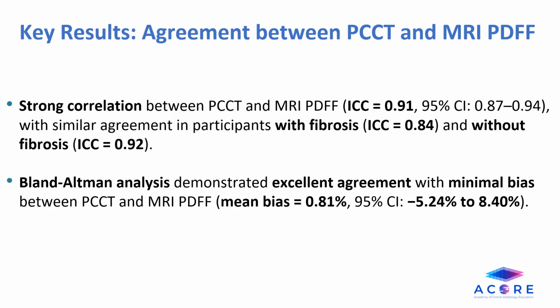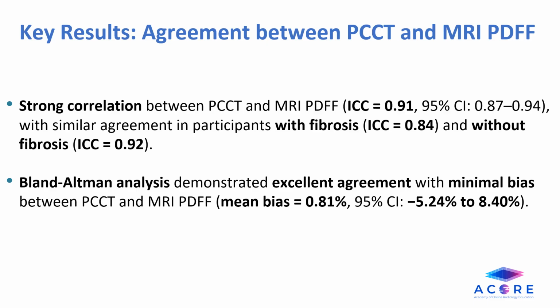The intraclass correlation coefficient is a metric that tells us how closely two methods agree. An ICC of over 0.9 is considered excellent, and here it was 0.91 overall. And when stratified for patients with and without fibrosis, it again showed excellent agreement. The ICC was 0.84 in patients with fibrosis, and it was 0.92 in patients without fibrosis.